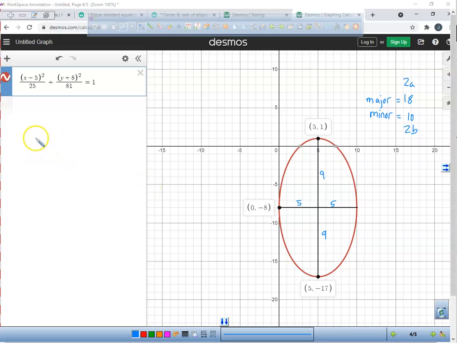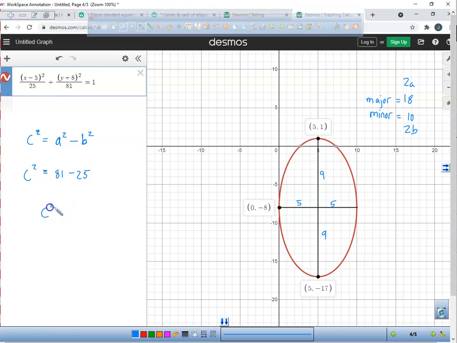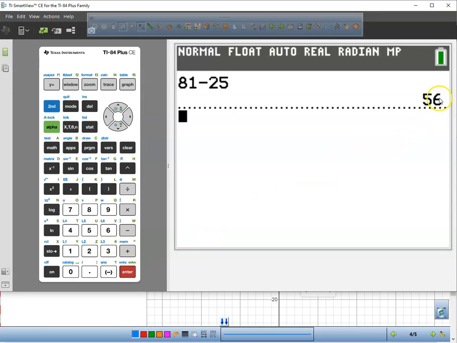So we're going to use a little formula to help us find our foci. So put c squared equals a squared minus b squared. So c squared is going to equal, our a squared is 81. Our b squared is 25. So our c squared will equal 81 minus 25, which gives us 56.